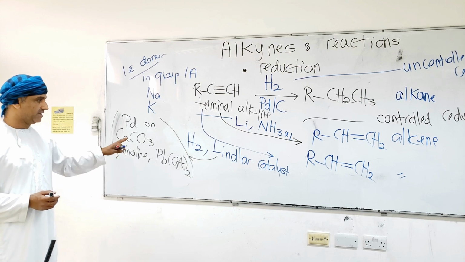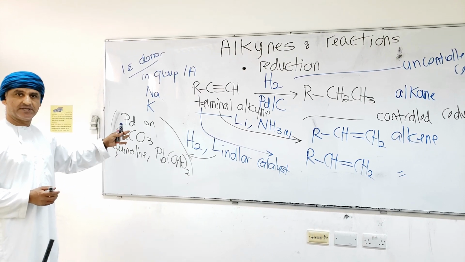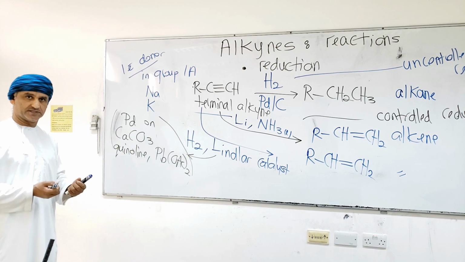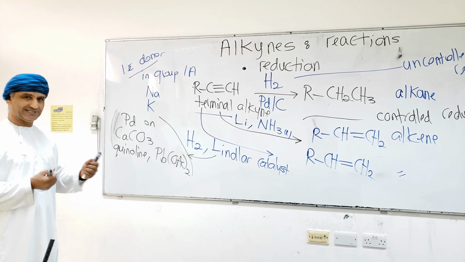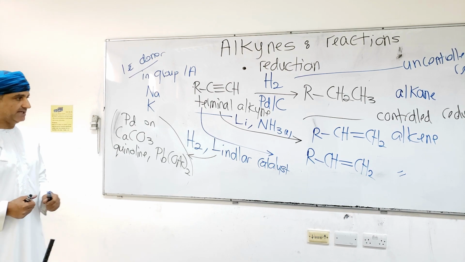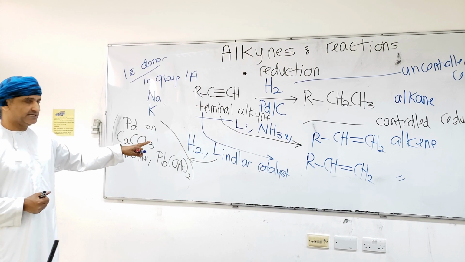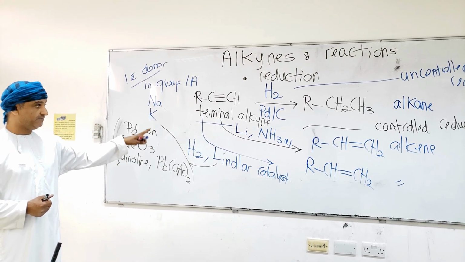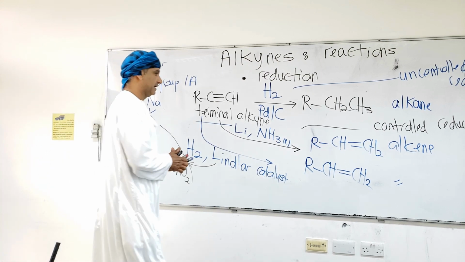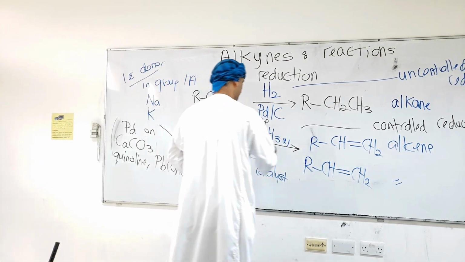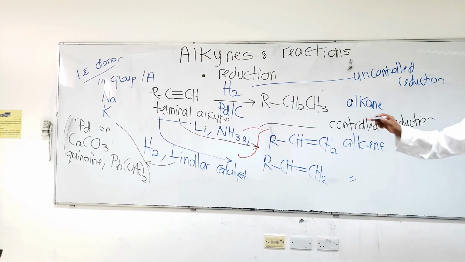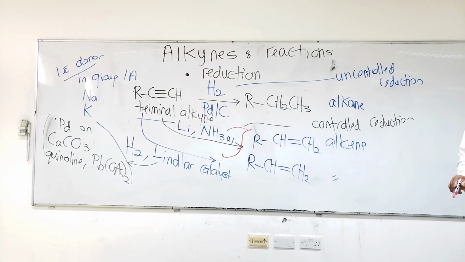So this is what basically prevents over-reduction, if you like. This is what controls the reduction, and what limits the reaction at the alkene stage. So an alkene is therefore produced if an alkyne is treated with either of these controlled reduction reactions: an alkali metal in the presence of liquid ammonia, or hydrogen in the presence of Lindlar's catalyst.